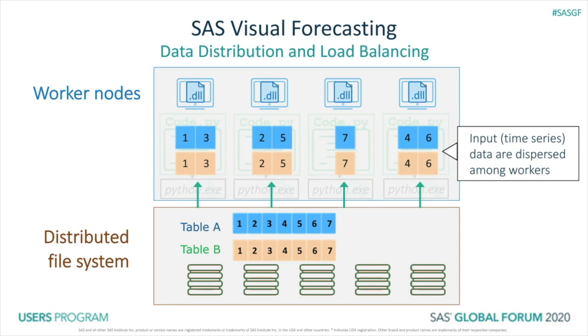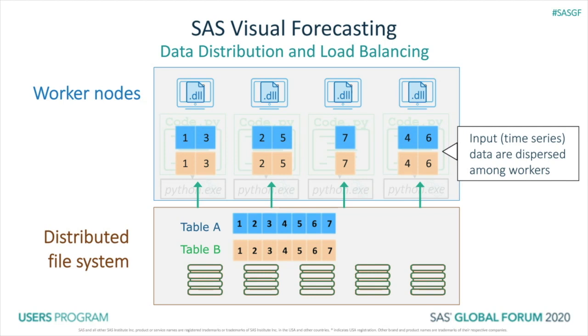I won't go into the details of how the load balancing and all that works. In this case, it's pretty simple. We have 7 time series on each of the 2 data tables, and we have 4 worker nodes. And so that results in 3 of the worker nodes having 2 time series from each table, and then the third node having just 1 time series from each of the 2 tables.